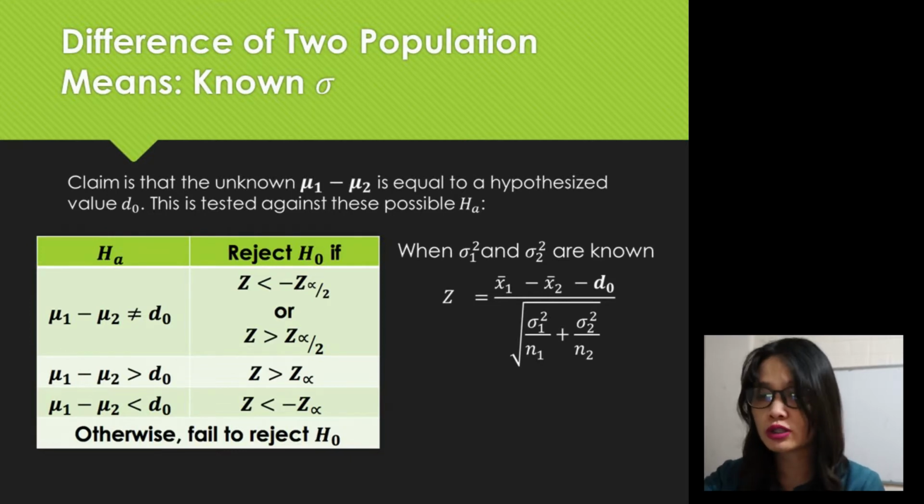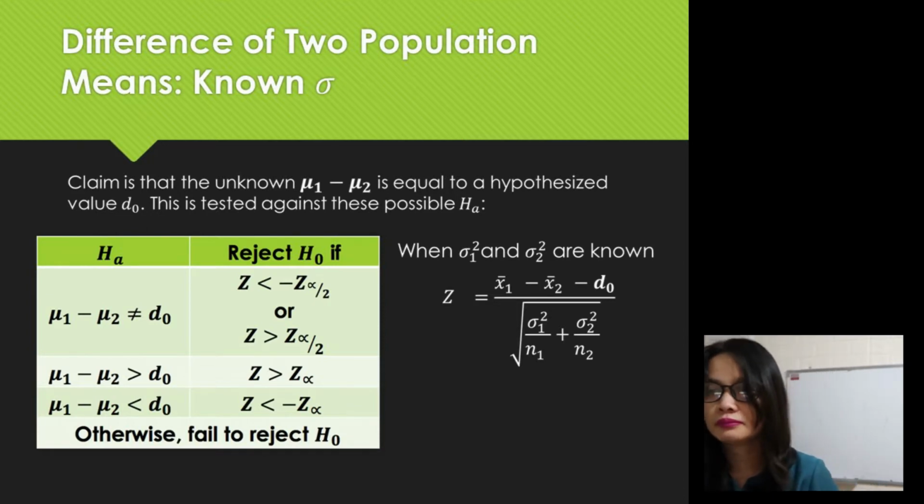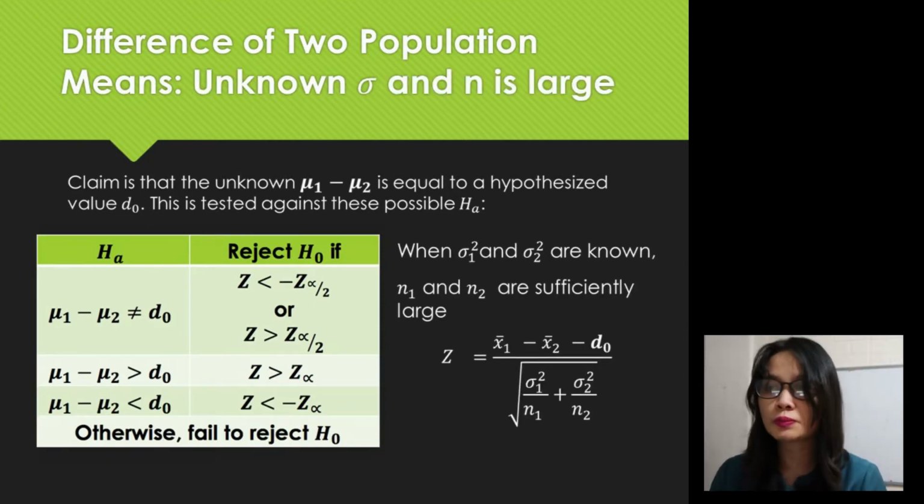So Z is equal to the first sample mean minus the second sample mean minus D sub O, all over the square root of the first variance divided by the sample size plus the second variance divided by the second sample size. Okay. Next is the difference of two population means.